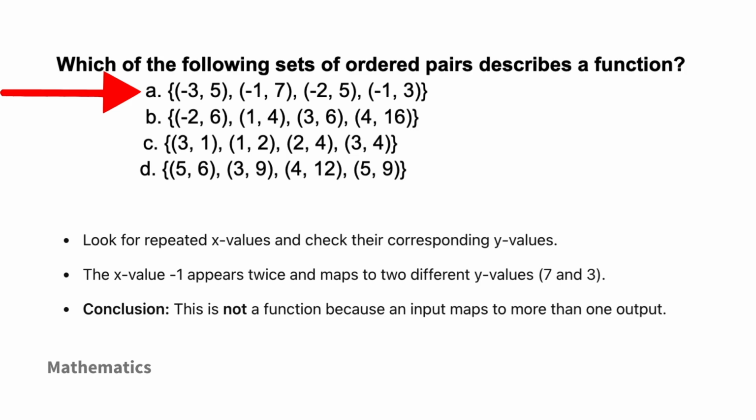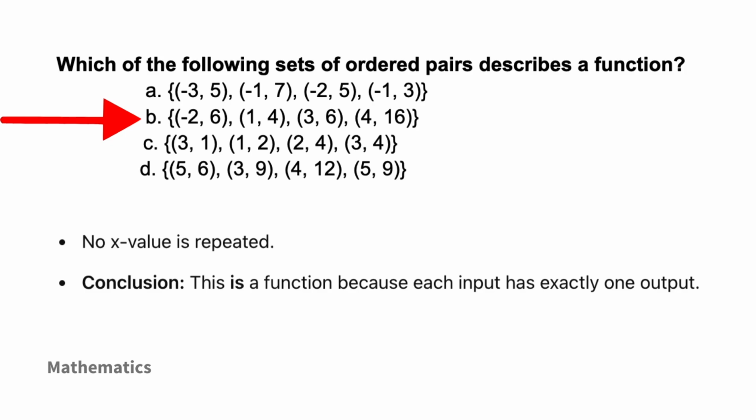Starting with option A, we see the pairs negative 3, 5; negative 1, 7; negative 2, 5; negative 1, 3. Look for repeated x values and check their corresponding y values. The x value negative 1 appears twice and maps to 2 different y values, the 7 and the 3. Understanding this, we can see that option A is not a function because an input maps to more than one output.